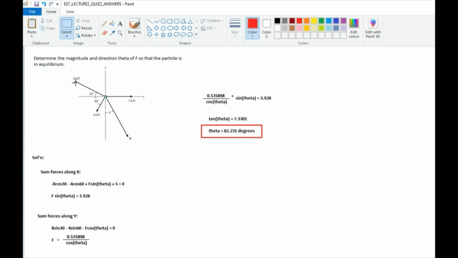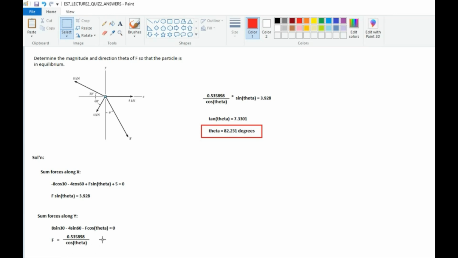Now, next, we sum forces along y. So, we have 8 sine 30 minus 4 sine 60 minus F cosine theta. So, we have this rearranging. We have F equals 0.535898 over cosine theta.